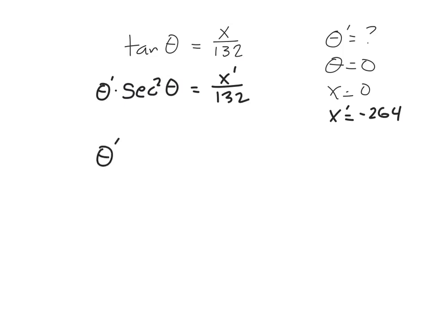So when we plug in all these values, we have theta prime, the variable that we're trying to solve for. We're going to multiply by secant squared of 0. Well, cosine of 0 is 1, so is secant. 1 squared is 1. And then over here we're going to put in negative 264 over 132. And when we solve this, we get theta prime equals negative 2, and that's radians per second.